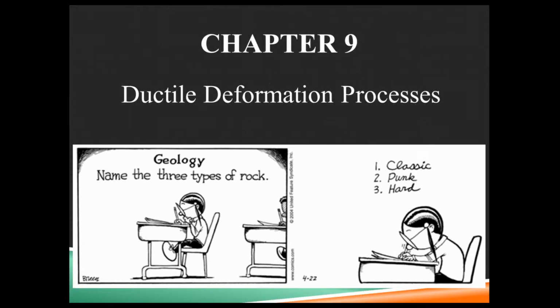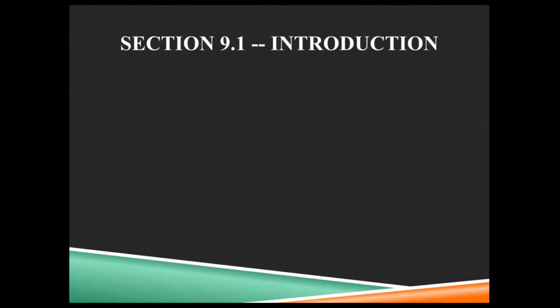This chapter looks at ductile deformation processes. This is something that can happen to all three types of rock. Of course, we're talking about sedimentary, igneous, and metamorphic, not classic punk and hard. Now, to start out, we want to ask a couple fundamental questions.